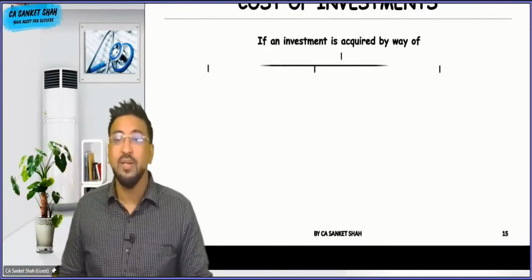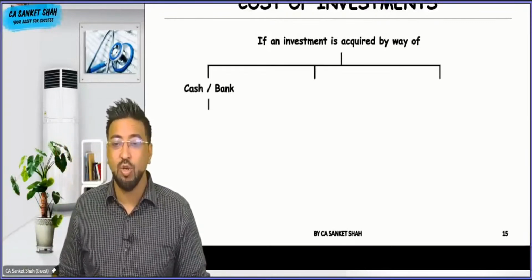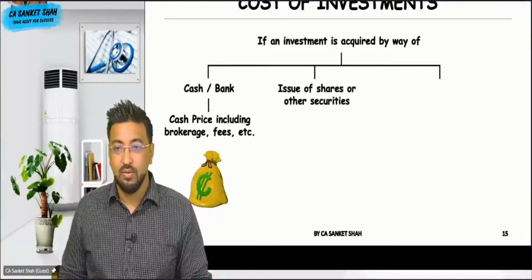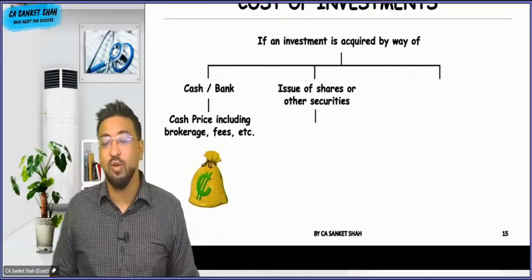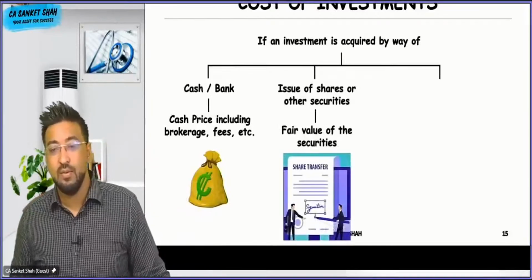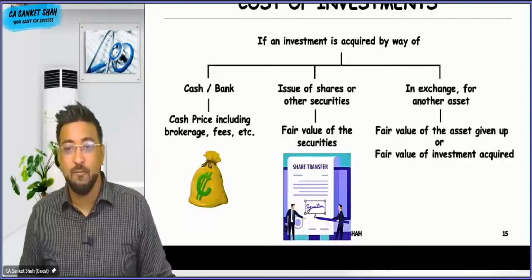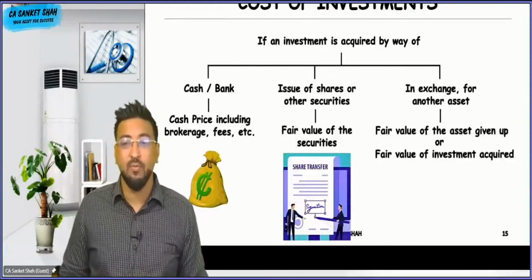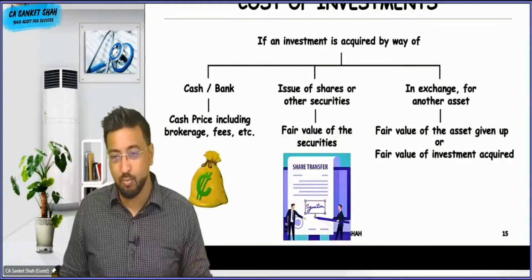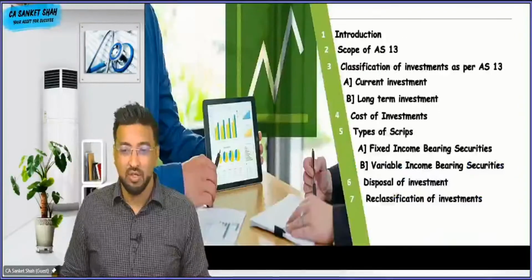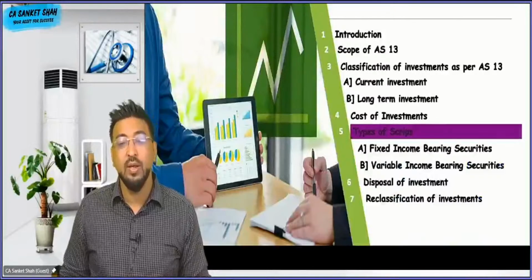If an investment is acquired by way of cash or bank, issues of shares or other securities, then what happened? And in exchange of another asset, fair value of the asset given up or taken up, whichever is better. Please ignore this point. So normally in the exam we only have payment in cash. So better we are going to see only payment in cash.